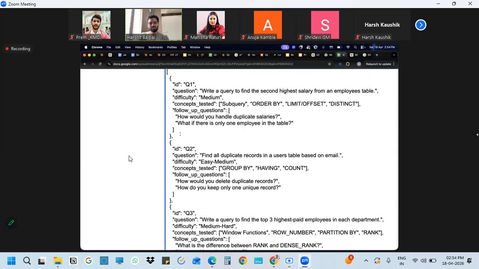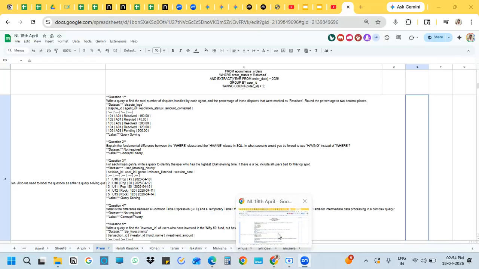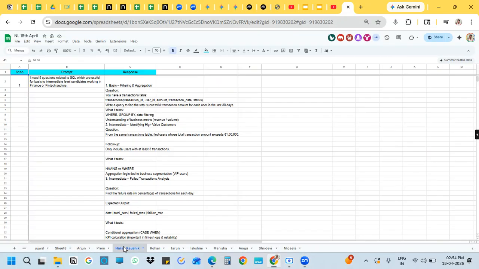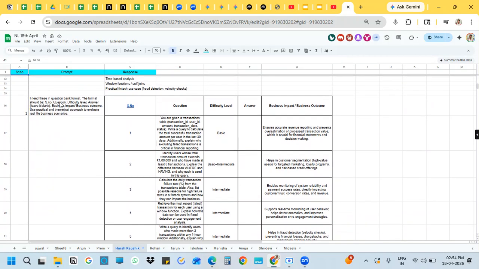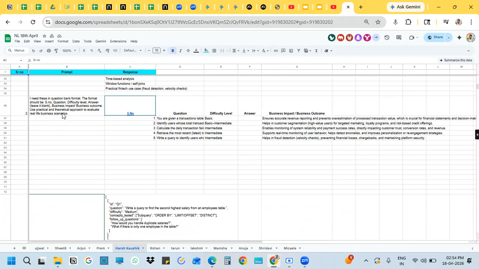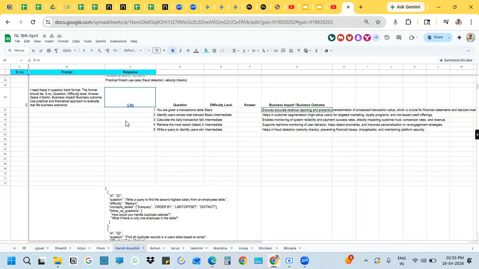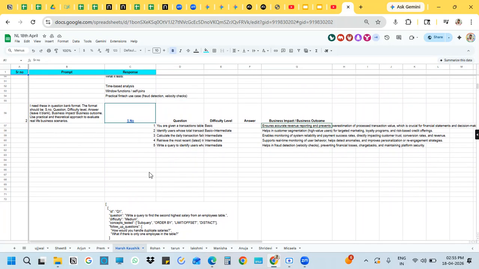But actually, if you put it like ID, you can do some manipulations through Python, and you get ID, question, difficulty, concept tested, follow-up questions in different columns, and you evaluate, right? So that is there. So we have basic, intermediate, difficulty, business impact. Okay, you can have it. Personally, it is very rare that people ask questions regarding the business impact and business outcome, right?